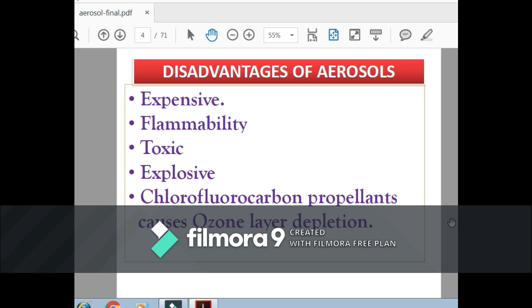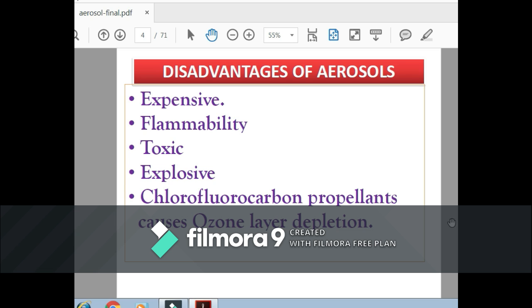Or if you are not exposing your aerosol to high temperature, then we can avoid the explosion. Then some propellants, like chlorofluorocarbon type of propellant, may cause the depletion of the ozone layer. It means when we have applied aerosols, that propellant may come out from your container and reach the environment.